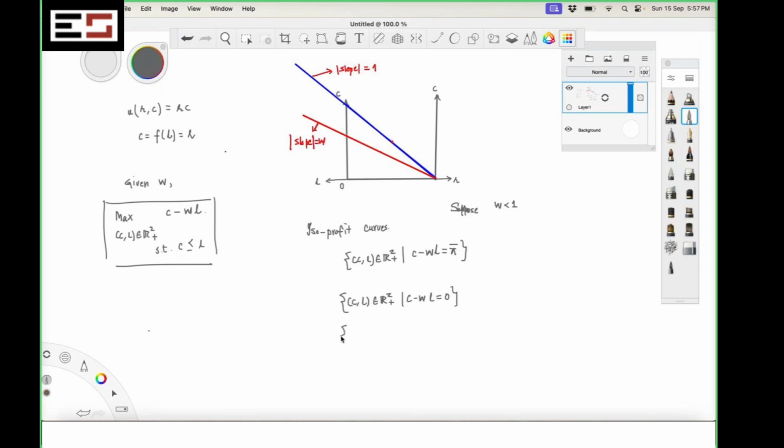What do you think? So if I draw another iso profit curve. So it would probably be lower, sir, because W is more than 1. I mean, this assumes W is equal to 1. Notice that these iso profit curves are parallel to each other. All of them have the slope W.